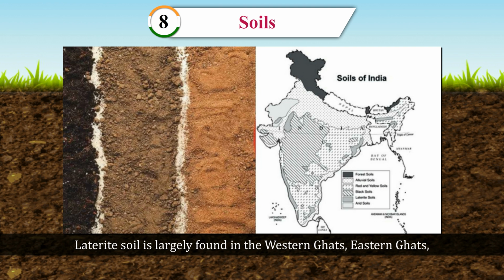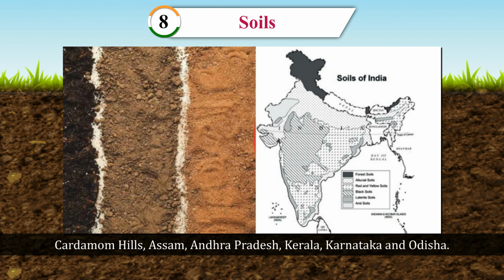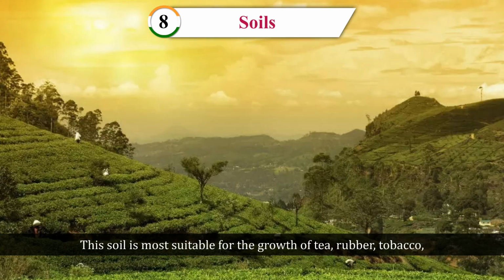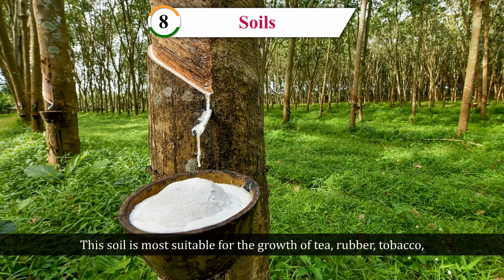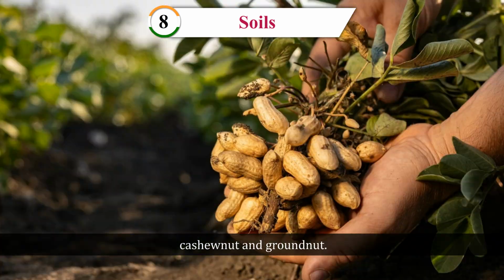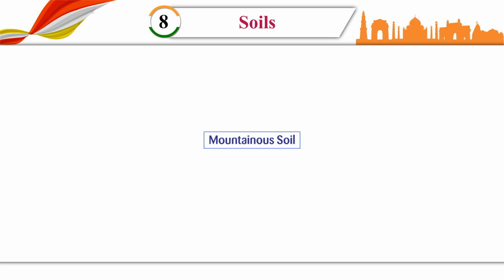Laterite soil. Laterite soil is largely found in the Western Ghats, Eastern Ghats, Cardamom Hills, Assam, Andhra Pradesh, Kerala, Karnataka and Odisha. This soil is most suitable for the growth of tea, rubber, tobacco, cashew nut and groundnut.